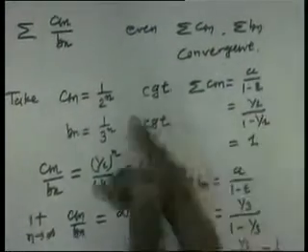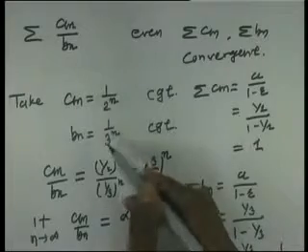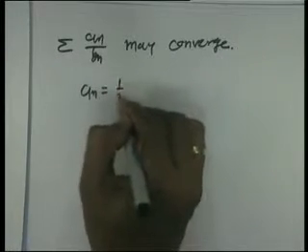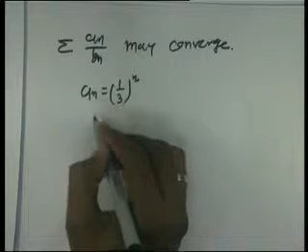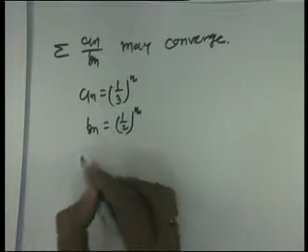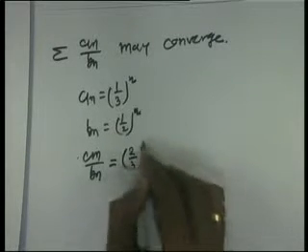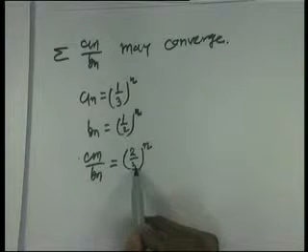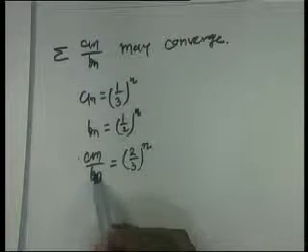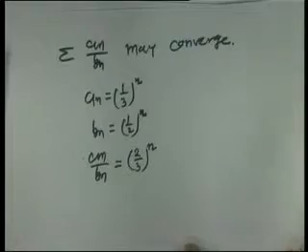Consider an is equal to 1 by 2 raised to n, bn is equal to 1 by 3 raised to n, or let us change the notation here. Consider an is equal to 1 upon 3 raised to n, bn is equal to 1 by 2 raised to n, and an by bn we can see that it is 2 by 3 raised to n. With this term, which is less than 1, this series sigma an by bn is convergent, and you can check that it is not exactly a by b. So try it yourself. Let us see the slide.